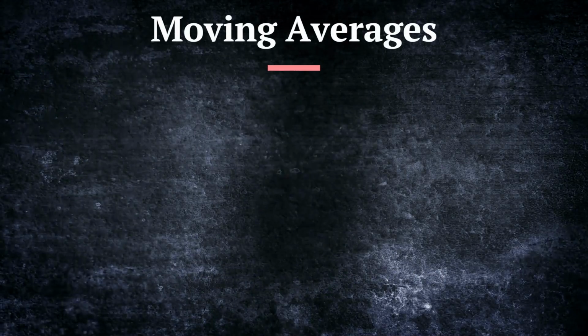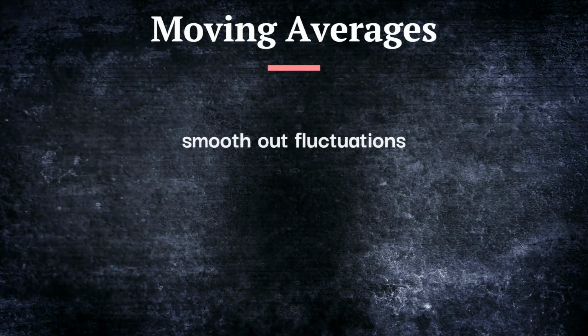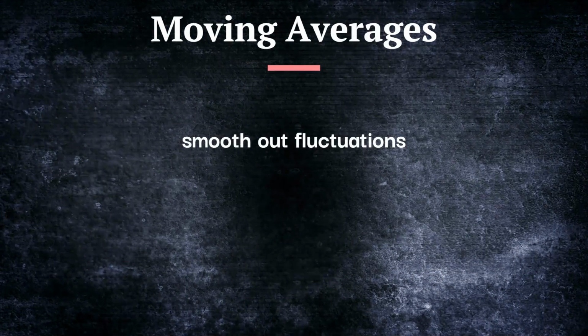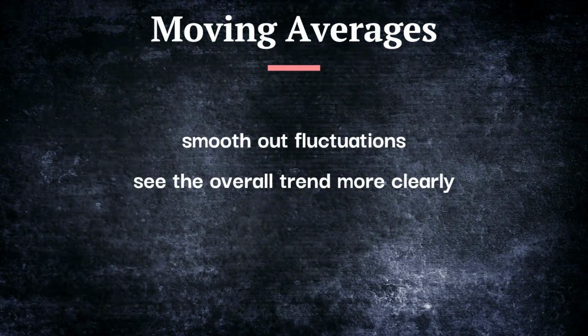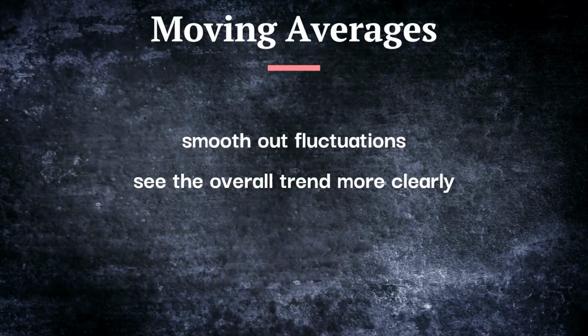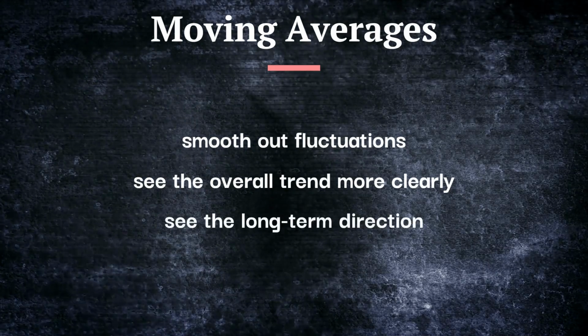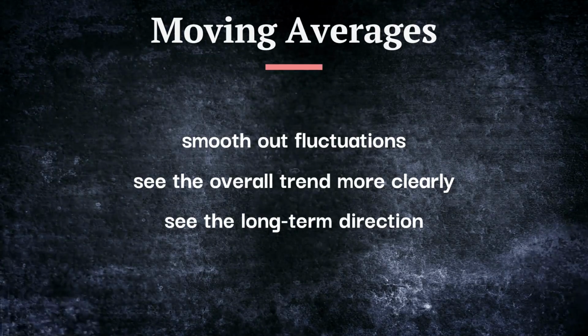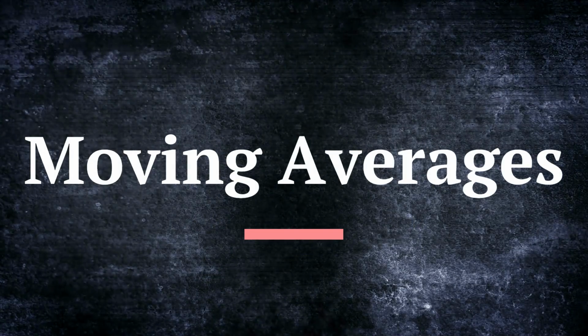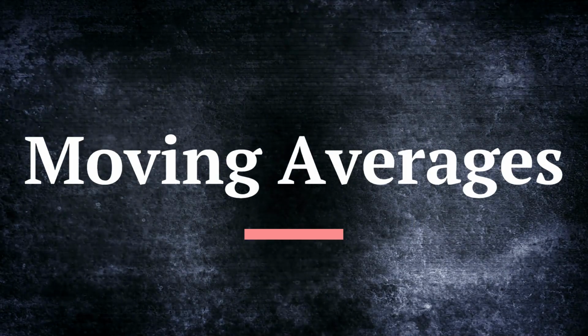But why do we use moving averages in the first place? Moving averages are a great way to smooth out fluctuations in data and see the overall trend more clearly. By averaging out the closing prices over a certain number of time periods, we can get a better sense of the stock's long-term direction, rather than just looking at its daily or hourly fluctuations. Now that we know how to calculate moving averages, let's talk about how to interpret them.